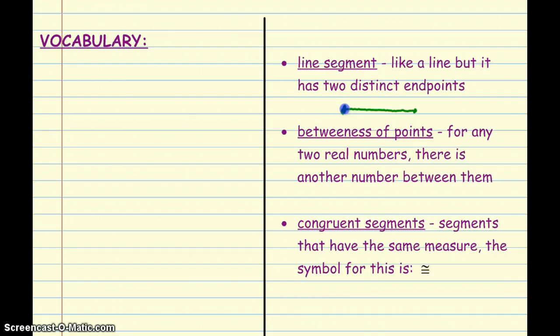The second one, you'll see betweenness of points, and basically it says for any two real numbers, there's another number between them. Kind of a no-brainer. And then the last one is congruent segments. They have the same measure. They equal the same, and we use this symbol right here, the equal sign with a little squiggly on top of it.